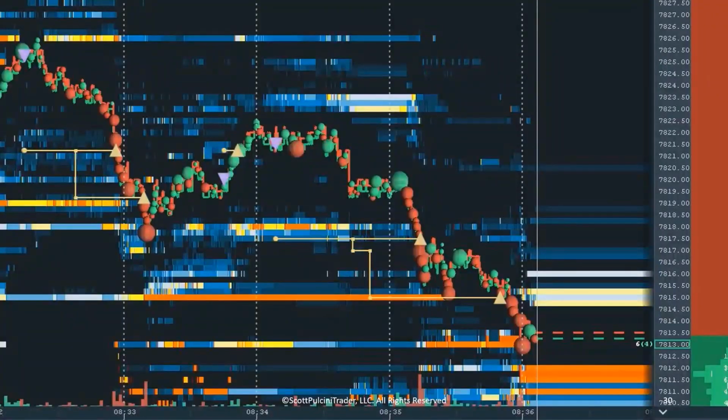Let's see some examples here. Here we got a short entry around the 25. Price was coming up, taking a short. There was some liquidity here at 25.50.